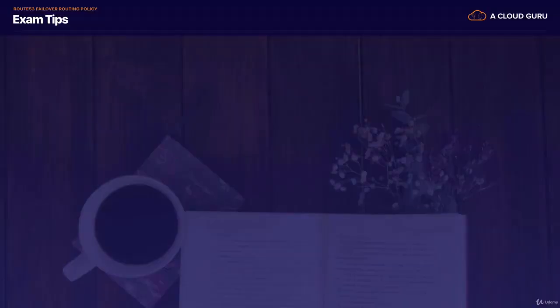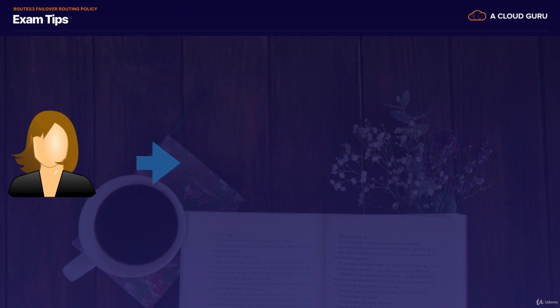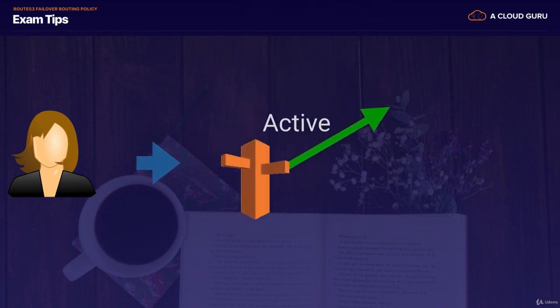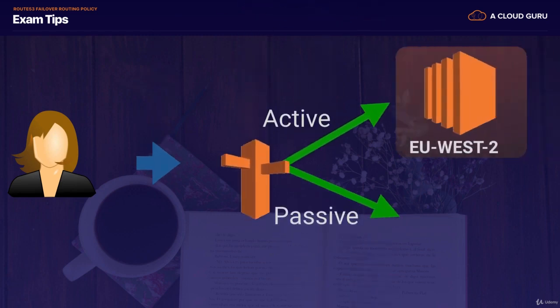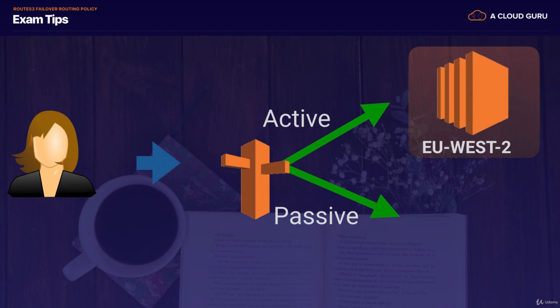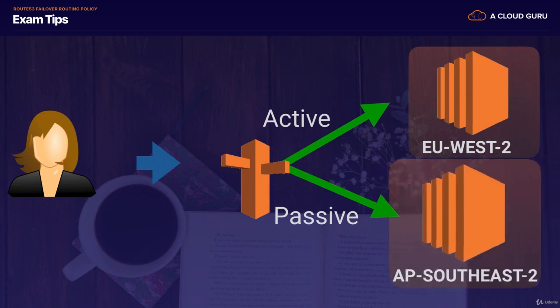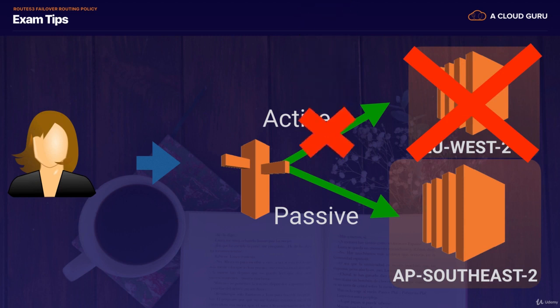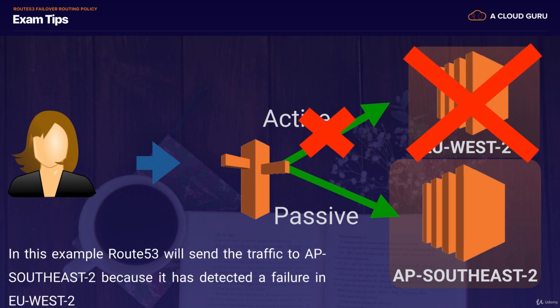So going into your exam, just remember how failover routing policies work. Essentially you've got your user, they type in your domain name, it hits Route53. We've got an active and a passive site. Our active could be EU West 2 and our passive site could be AP Southeast 2. If we lose our active site, the health check is going to fail. Route53 is going to detect this and it's going to fail over automatically to AP Southeast 2.